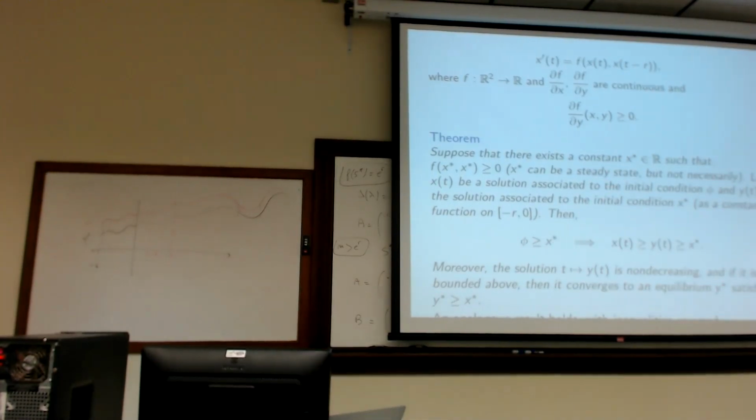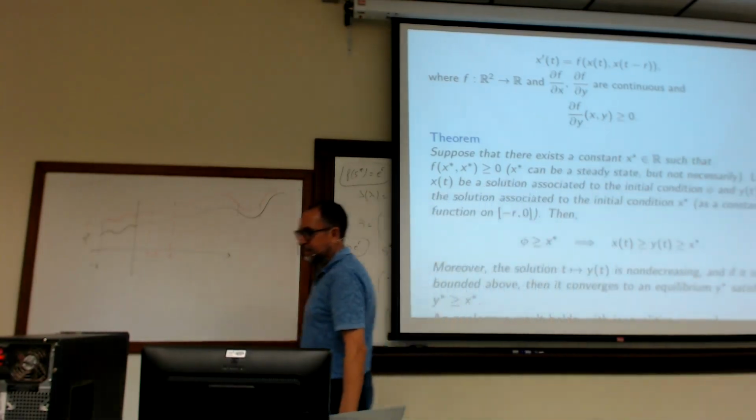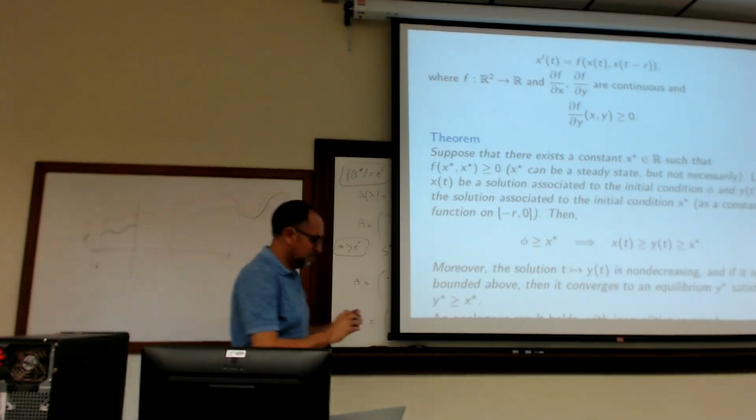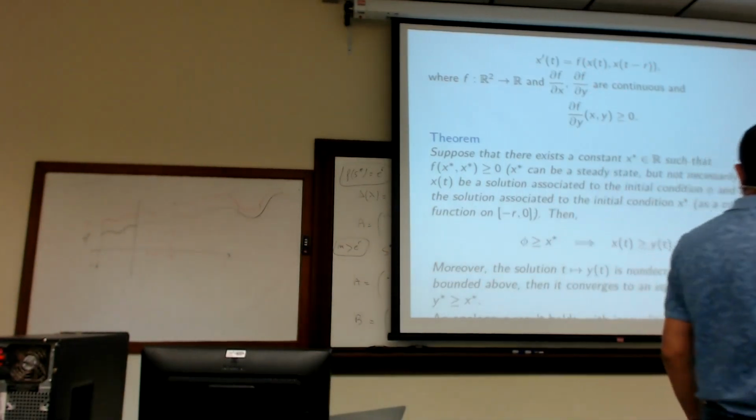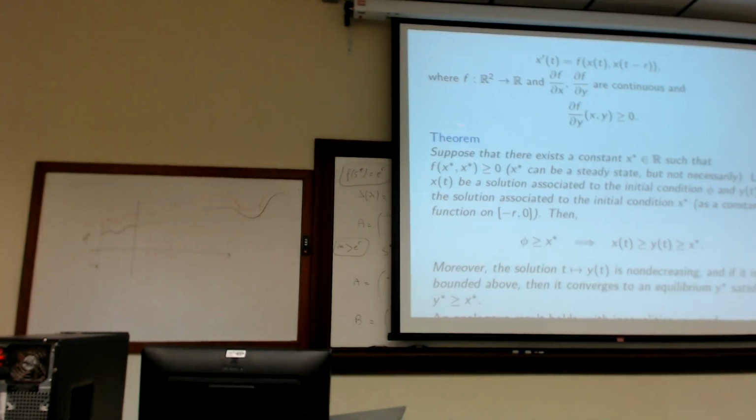If there exists a constant x star such that if you put here constant x star, this is positive. X star, for example, can be steady state, but it's not necessary. It can be equal to 0. And if you take any solution associated to an initial condition, and if you take y like a solution associated to this constant, if this is a steady state, that means y of t will be the same.